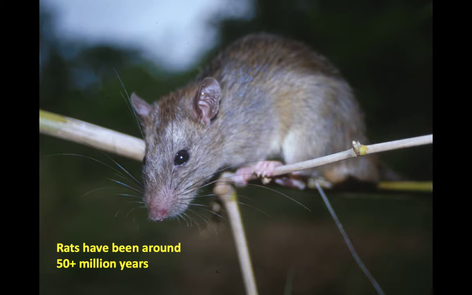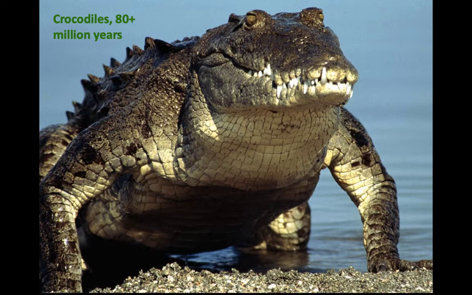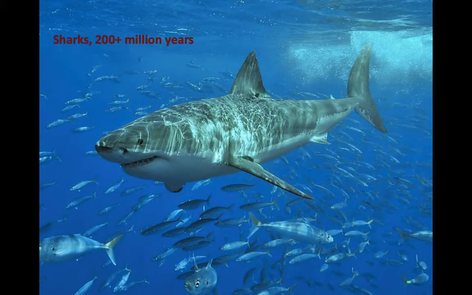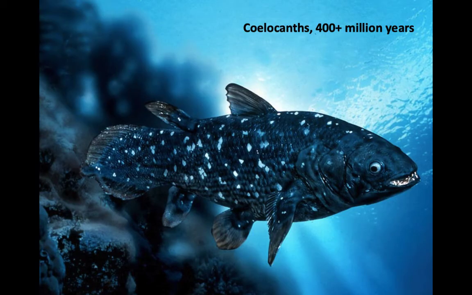Rats, they've been around 50 plus million years. Crocodiles, 80 plus million years, and still wandering Florida golf courses. Cockroaches, 150 million years. So before you stomp on those creatures in your kitchen, you've got to realize you're looking at a superior organism. Sharks, 200 plus million years. Coelacanths, this is a bony fish. They've been around for 400 plus million years. They've been around from even way before the dinosaurs.